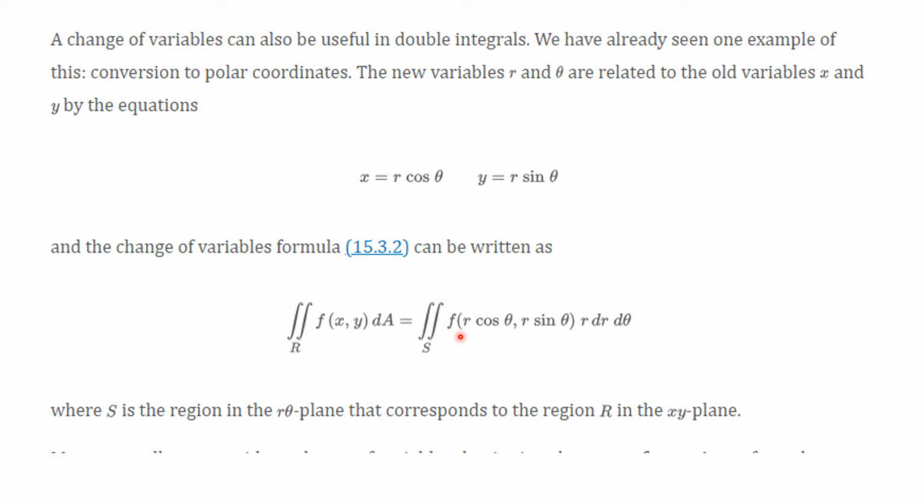And we made the substitution f of r cosine theta, r sine theta, but then dA became r dr d theta. So we had this factor of r that emerged here, and if you remember, we used geometrical means to determine that that should be r.